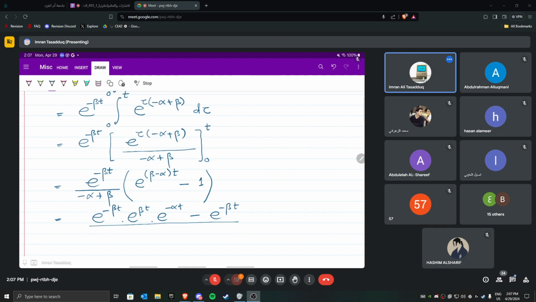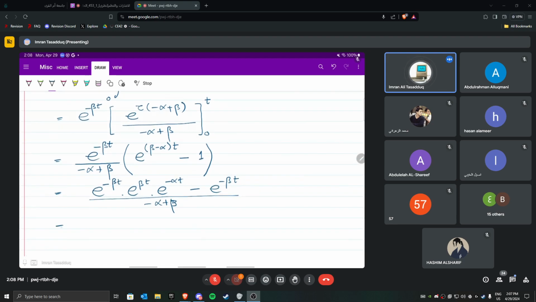Divided by minus alpha plus beta, or this becomes e to the power minus alpha t minus e to the power minus beta t divided by beta minus alpha into u of t. Now tell me if there is anything which is unclear, or if there is any question.